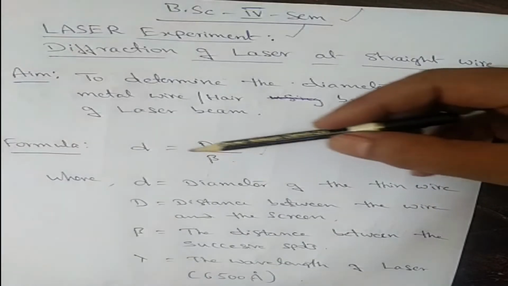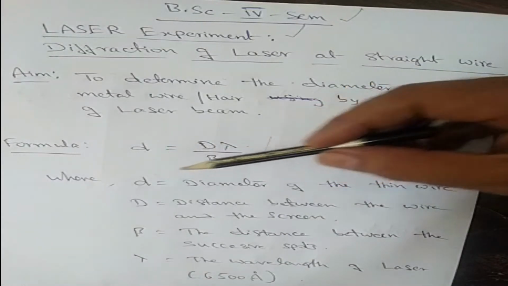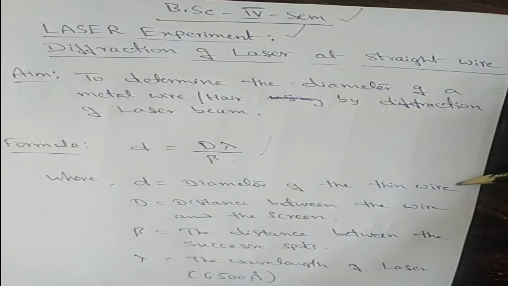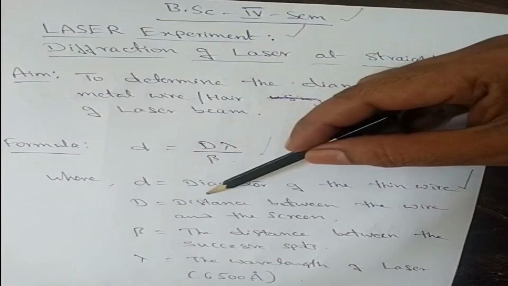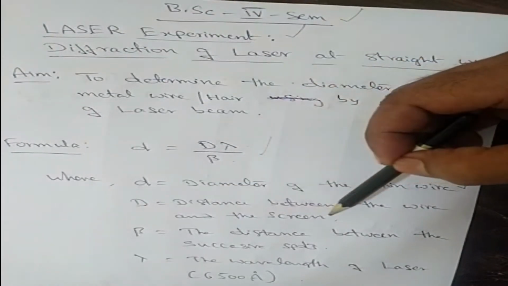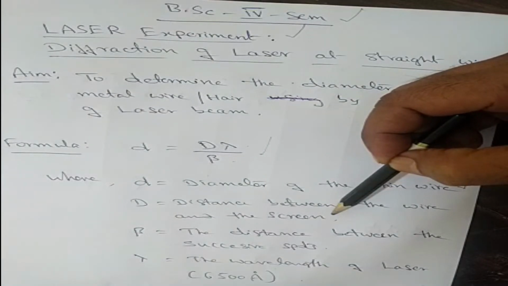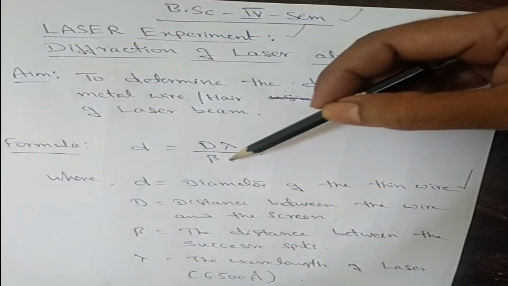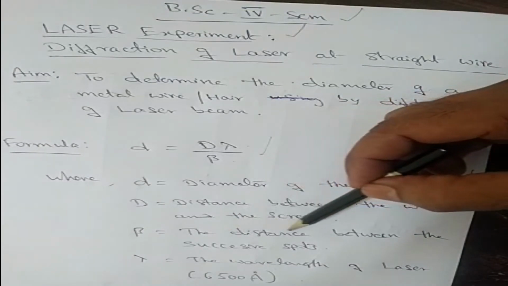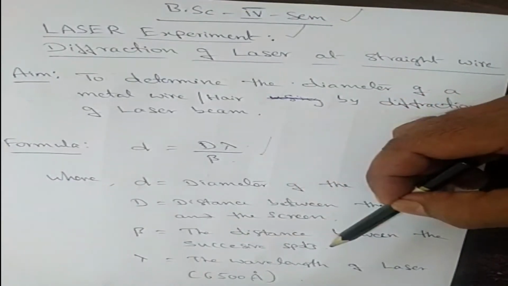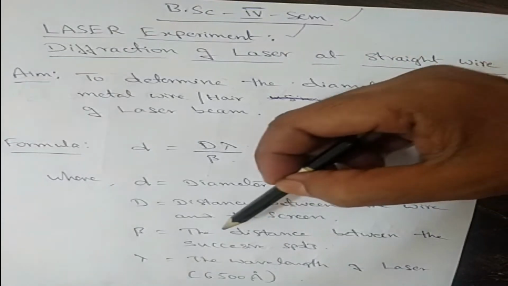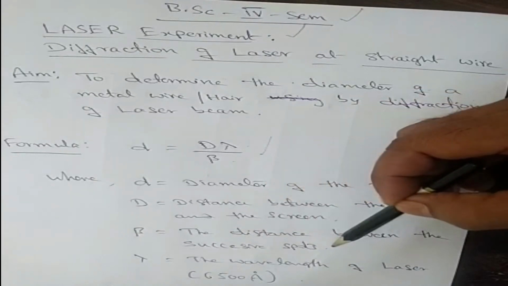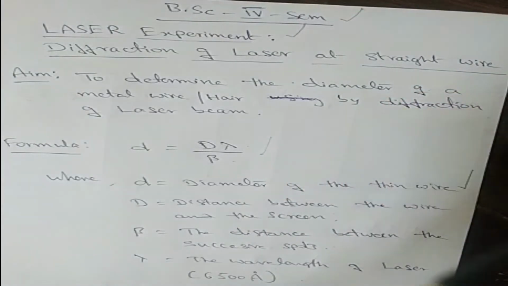We can explain the terms here. Small d is the diameter of the thin wire. You have to find that, so that is the aim of the experiment. Then other parameters: capital D is the distance between the wire and the screen, which you have to measure in the experiment. Next, beta is the distance between the successive spots. Once you have taken the diffraction spots, you have to measure the distance between the successive spots. That is also an experimental measurement.